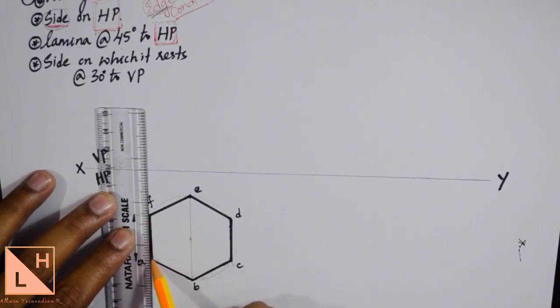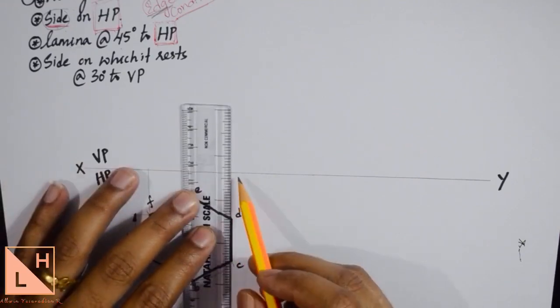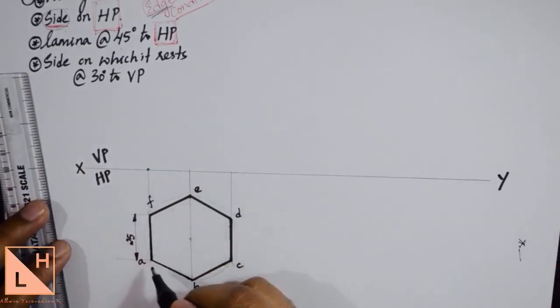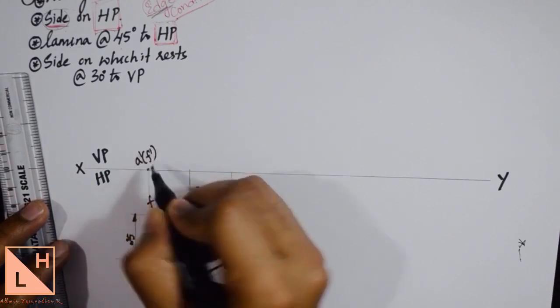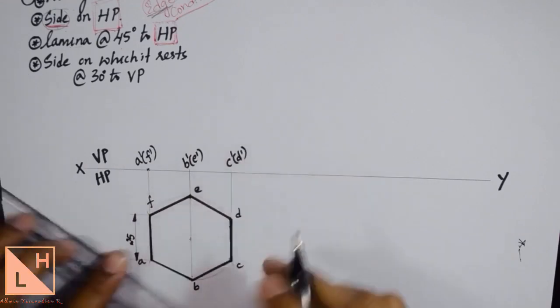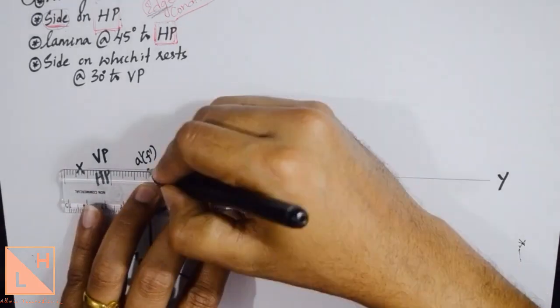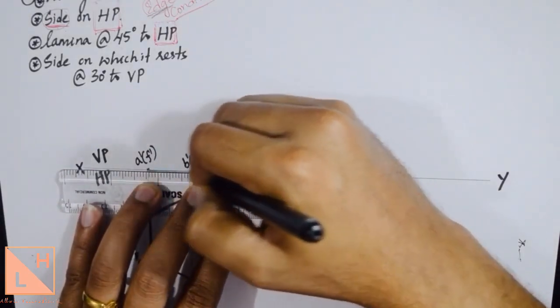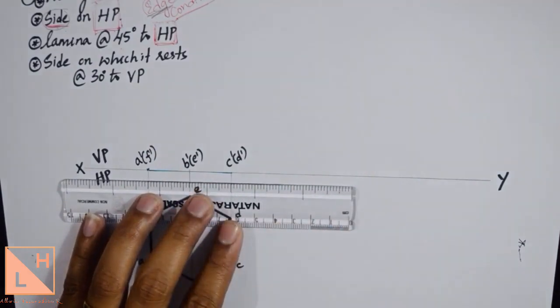So A and F will fall on the same projection line. The first point is A, then comes F, so you can put F dash in bracket. The plane looks like a line in the front view, that is from A dash to C dash. So you join from A dash to C dash with a dark line.